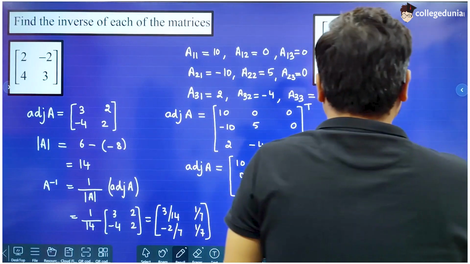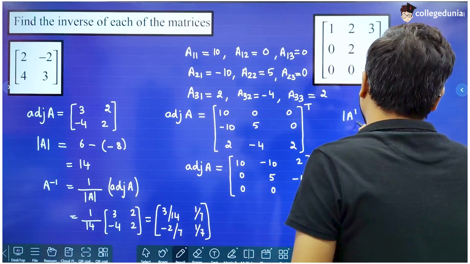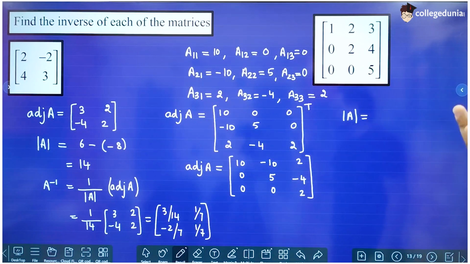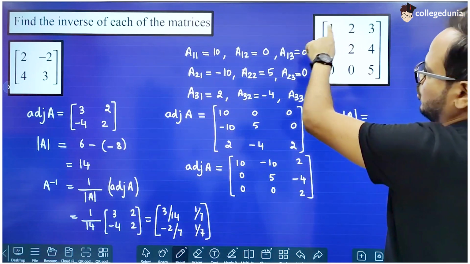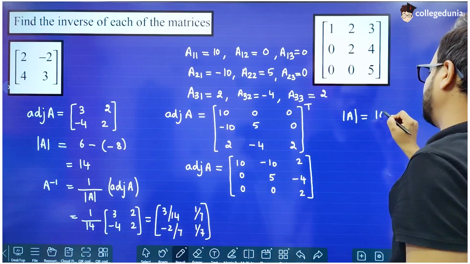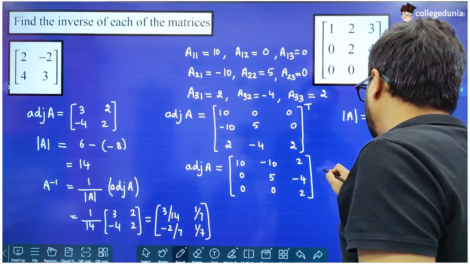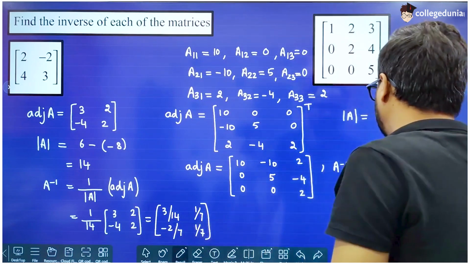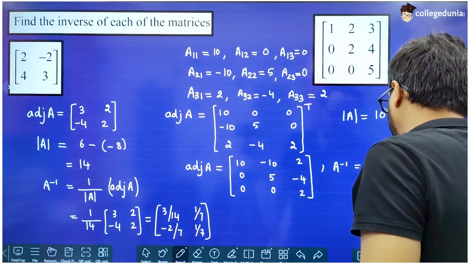Now let's find the determinant. So determinant is simply the product of the element into the corresponding cofactor. So 1 into 10 plus 2 into 0 plus 3 into 0, that is, determinant is 10. So inverse is simply divide each and every element by 10.